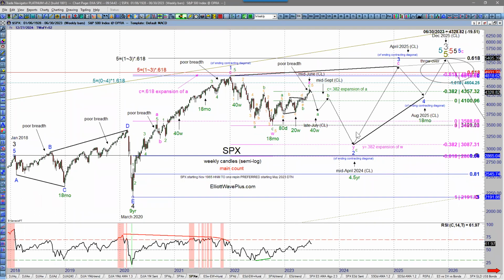So the poor breadth is not a perfect indicator that we are at or near an important peak, but it has been pretty good. So that poor breadth is not a good sign for the markets.